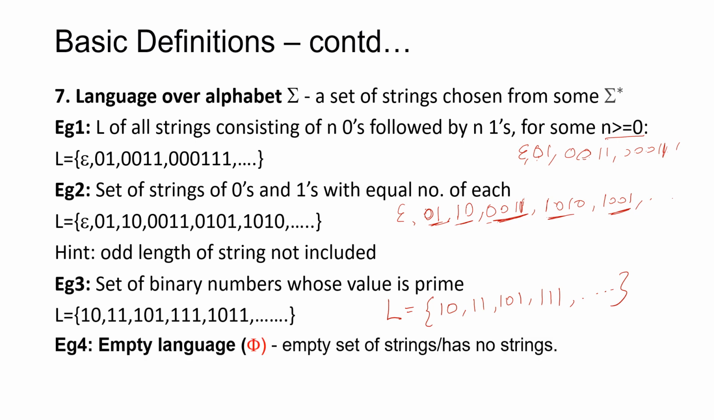Finally, coming to the empty language. When you have an empty set of strings, something which has no strings, then you call it an empty language. We have the notation phi representing an empty language. Thank you.